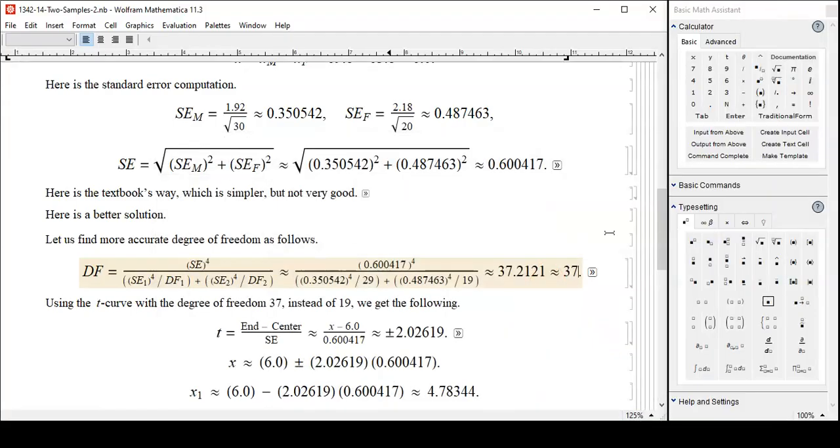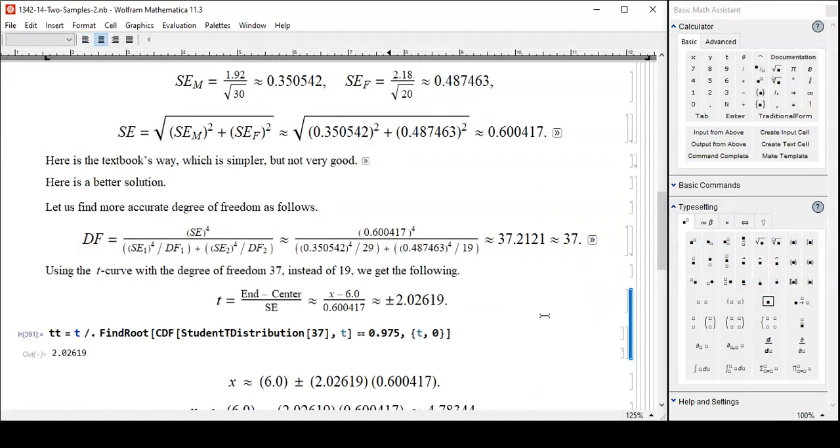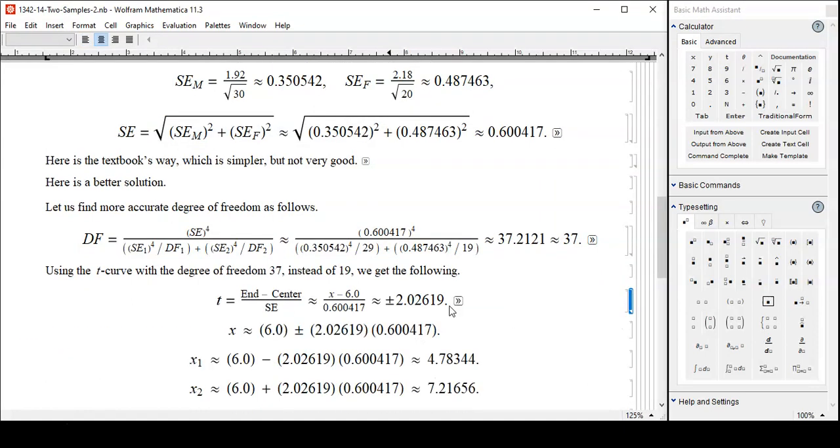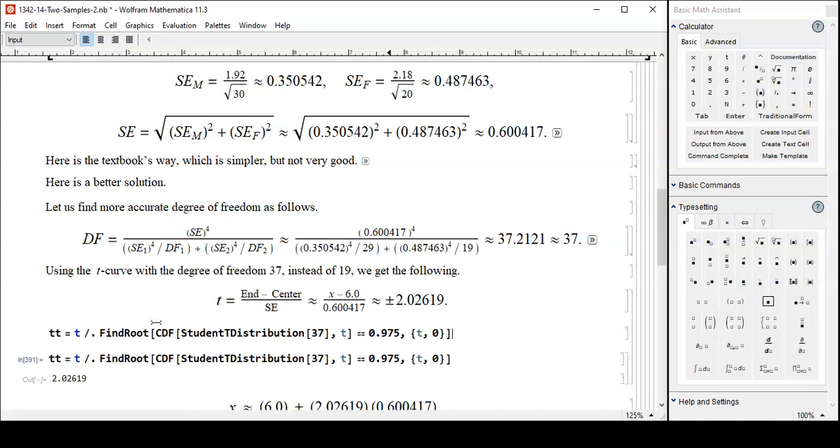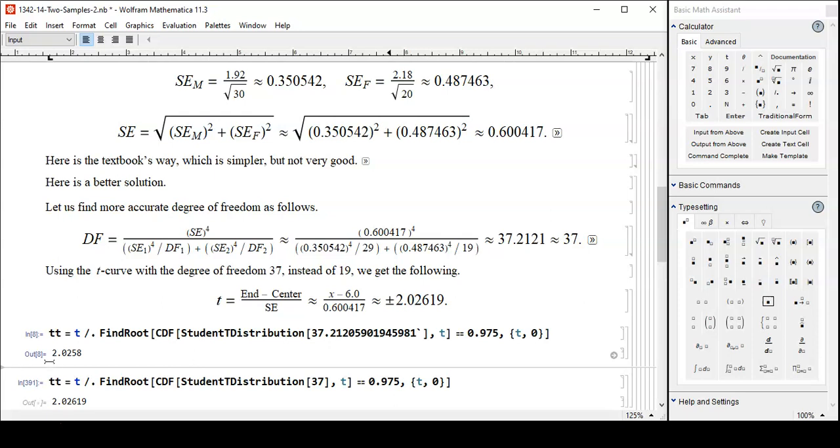But of course, by far the best way to handle it is to use a statistical calculator as I did here. So if I actually do that, then I end up with 2.02619 based upon the degree of freedom of 37. As a matter of fact, I can do even better. Instead of this 37, I could have used this decimal, and 2.0258 would have been even better than this one.